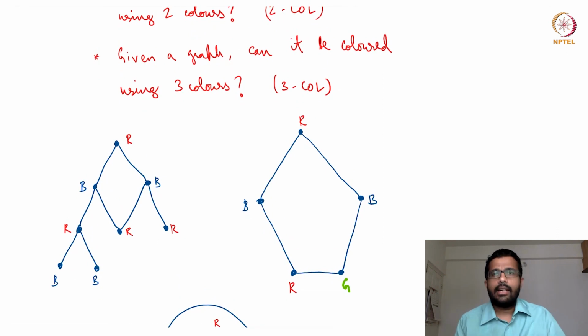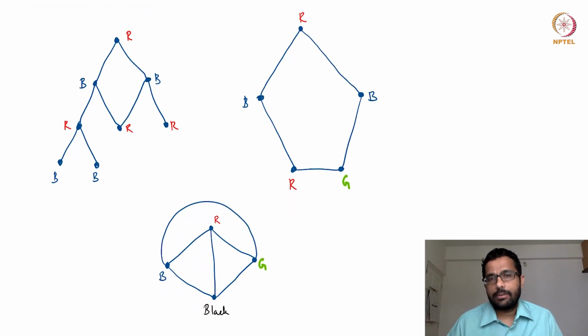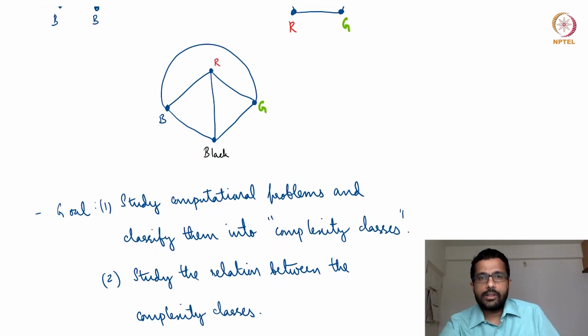Given a graph, can it be colored using two colors? Given a graph, can it be colored using three colors? These are different computational problems, and it so happens that the first problem, can it be colored using two colors, is much easier than the second one. So the goal of this course is to understand computational problems and try to understand why some of them are easier than others. Some of them are easy, some of them are hard.